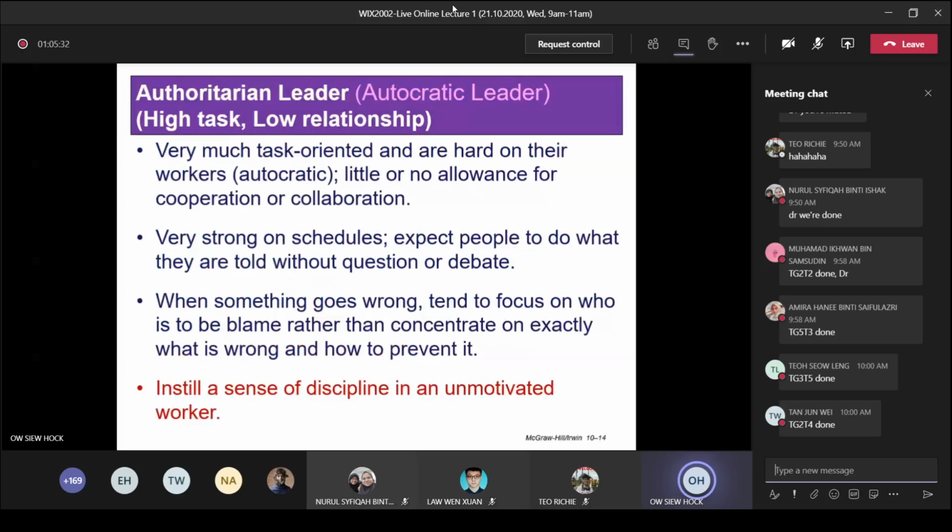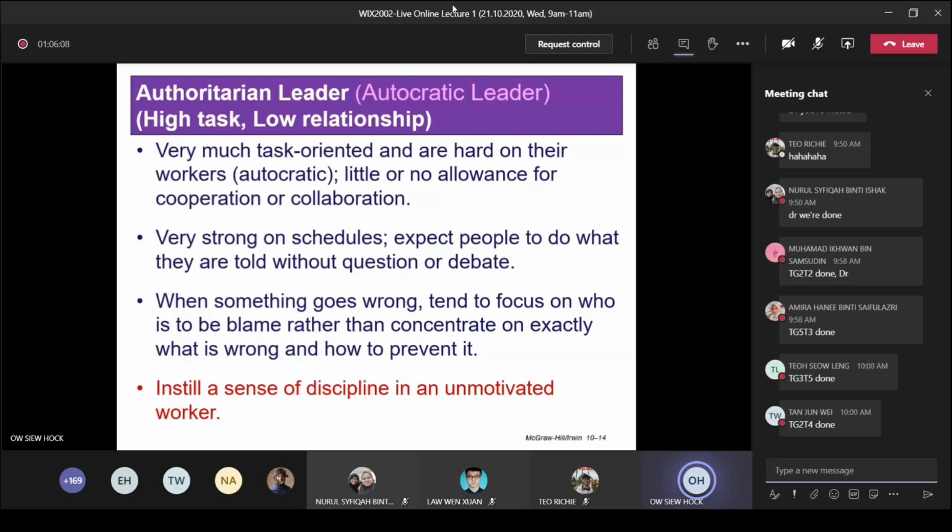Next, the authoritarian leader. So this one is high task. You want to get things done, but then you have a very poor, low relationship with your staff. Very much task-oriented and hard on their workers. Autocratic. So you are forcing people to work. Little or no allowance for cooperation or collaboration. So you don't have discussion. You give instruction. Very strong on schedules. So you tell them that I want this date, you must deliver on this date. You expect people to do what they are told without question or debate. So they cannot argue with you.